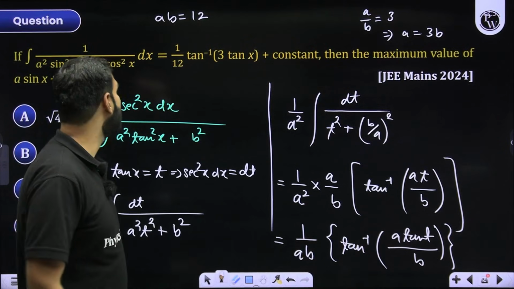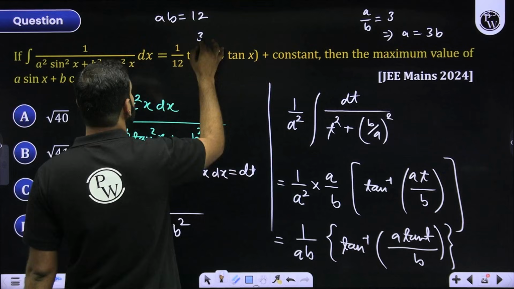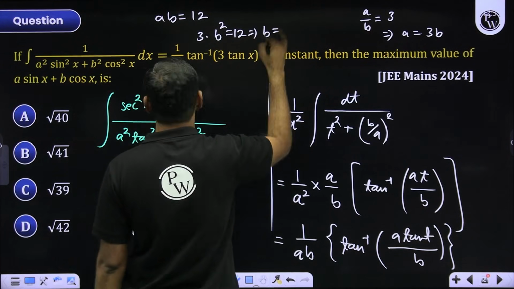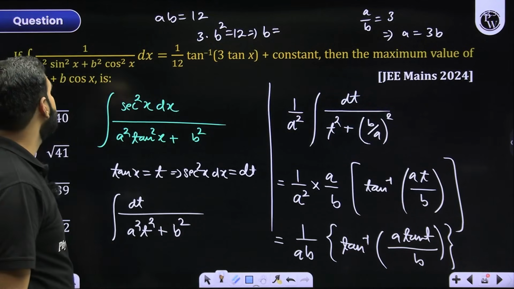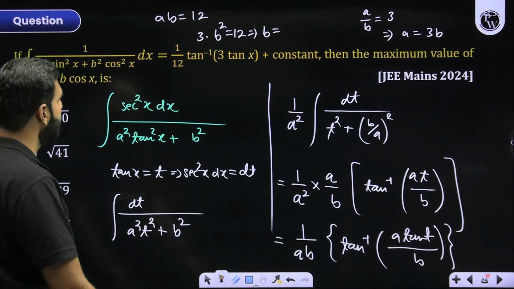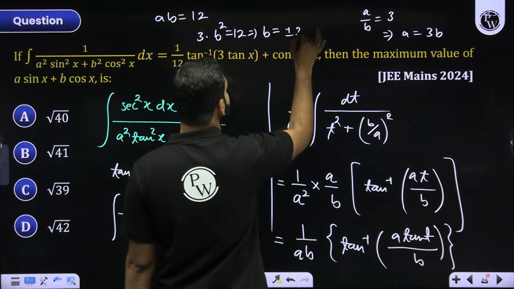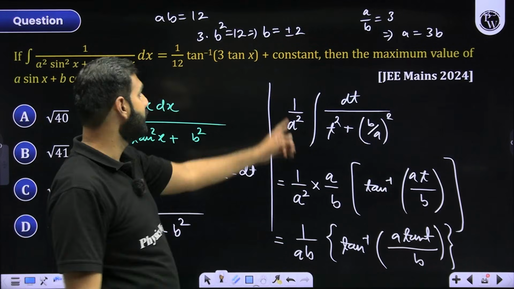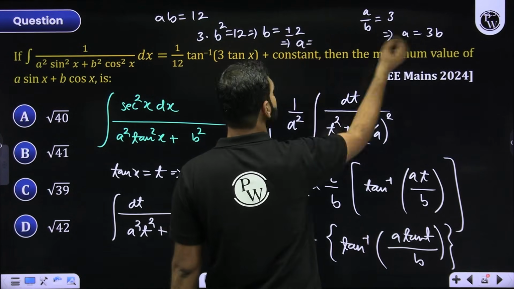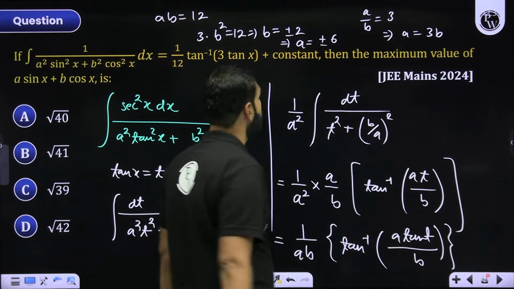a is basically 3b. So if I replace a by 3b, 3 into b, that is b squared, which is 12. So from here, I'll say b should be plus minus 2. No other data is given to me. b should be plus minus 2. Now, I think we have a and b both, because if b is plus minus 2, this helps me conclude a is 3 into plus minus 2, that is plus minus 6. So I think we have cracked a and b.